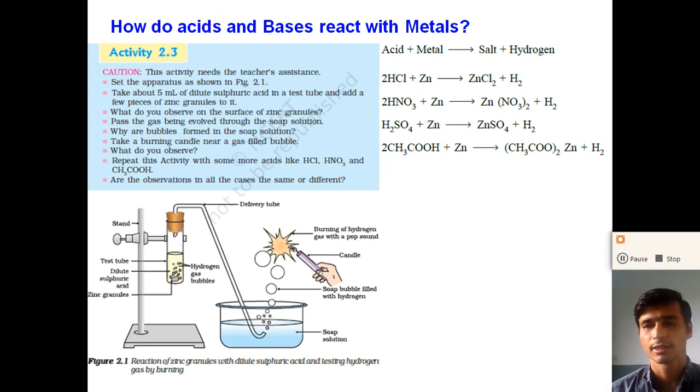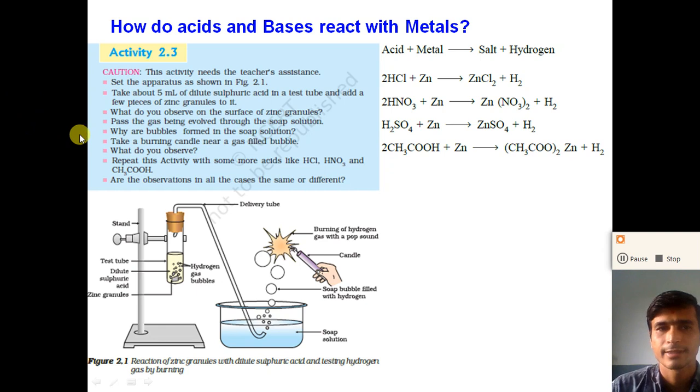Dear student, the activities of this chapter you cannot do at home, because they are very harmful to you. The activity needs the teacher's assistance. You have to do this activity only in the presence of the teacher, because the activities with acids and bases are harmful to you. So with the first activity we can understand how acids and bases react with metals.